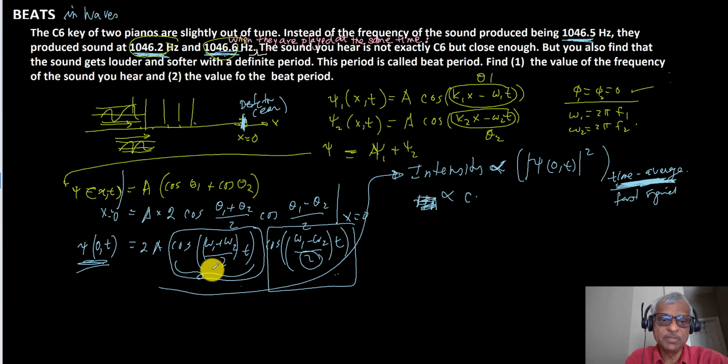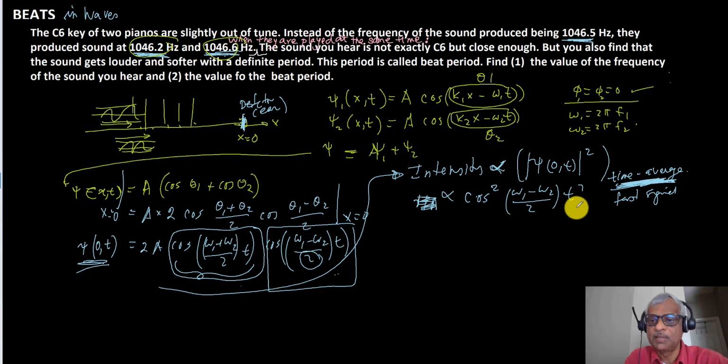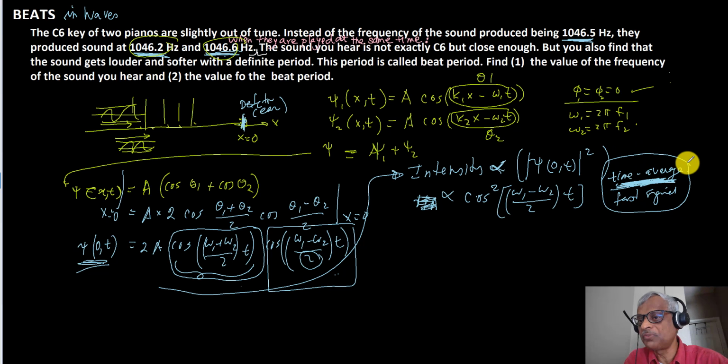So the fast part averages out to half, and this becomes cosine squared of (omega 1 minus omega 2) over 2 t. The signal will vary with time. Even if I've time averaged, I've time averaged only the fast signals. My eardrum will average out only the fast signals, and the average of those will just give me half.